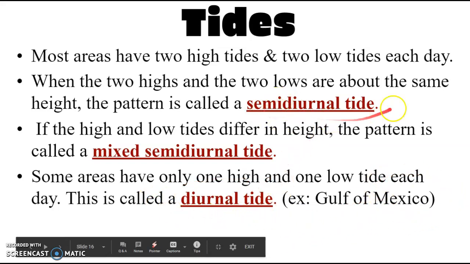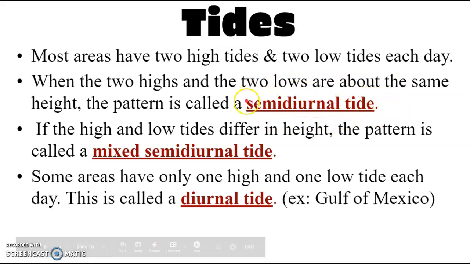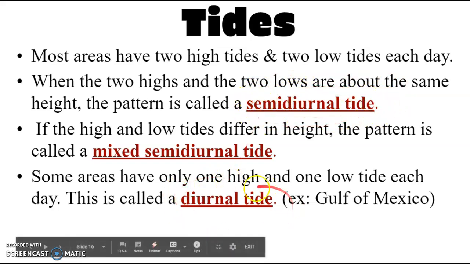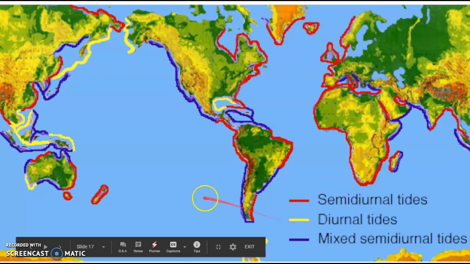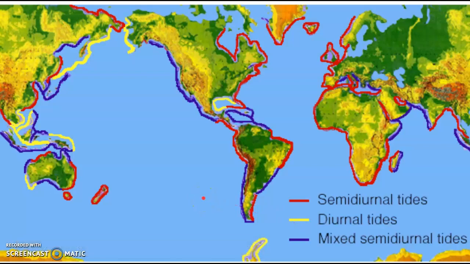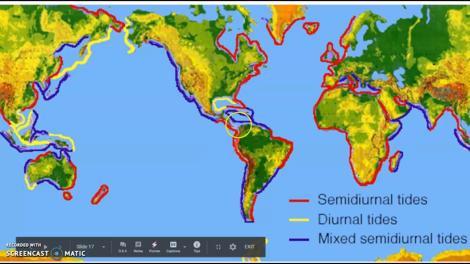So make sure that you understand these terms, particularly semi-diurnal and diurnal. Semi-diurnal, you've got 2 high and 2 low tides per day. Diurnal, you simply got 1 high and 1 low tide per day. And this graph shows you where the different types of tides occur. Now, here on the east coast of the United States, we've got it outlined in red. These are semi-diurnal tides. We have 2 high and 2 low tides per day.